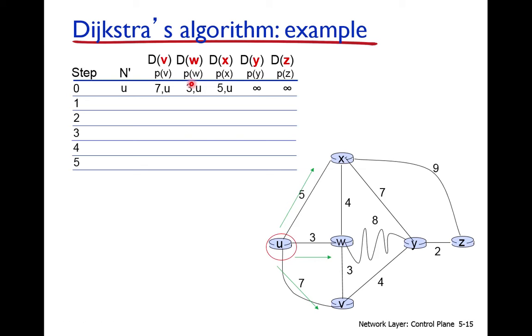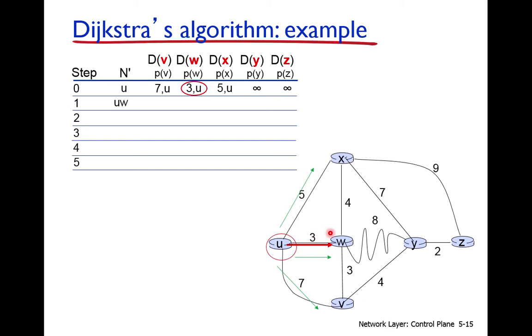What does this selection mean? This is the distance of W, so W will be added to the visited. This path is the shortest path from U to W. In the first step, we have computed the best path from U to W, and this path length is 3.